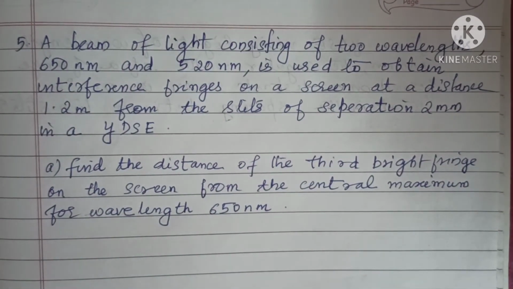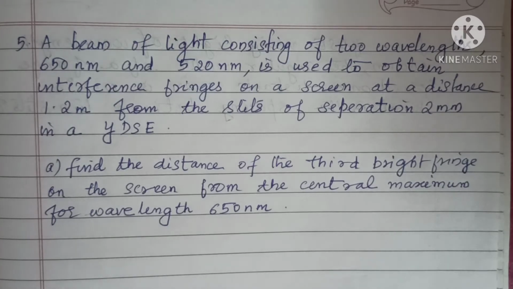A beam of light consisting of two wavelengths, 650 nanometer and 520 nanometer, is used to obtain interference fringes on a screen at a distance 1.2 meter from the slits of separation 2 mm in Young's double slit experiment. Find the distance of the third bright fringe on the screen from the central maximum for wavelength 650 nanometer.